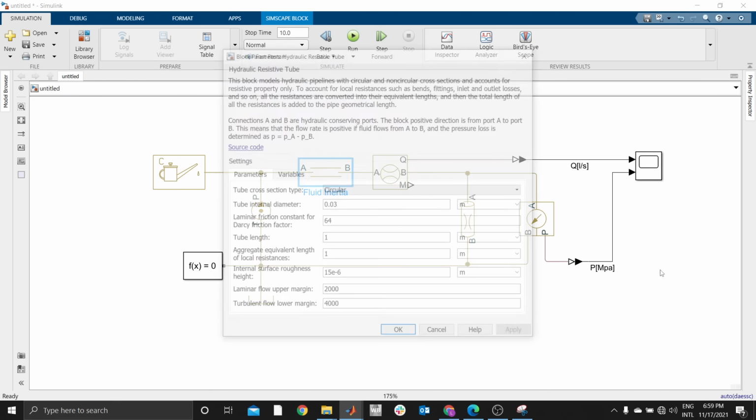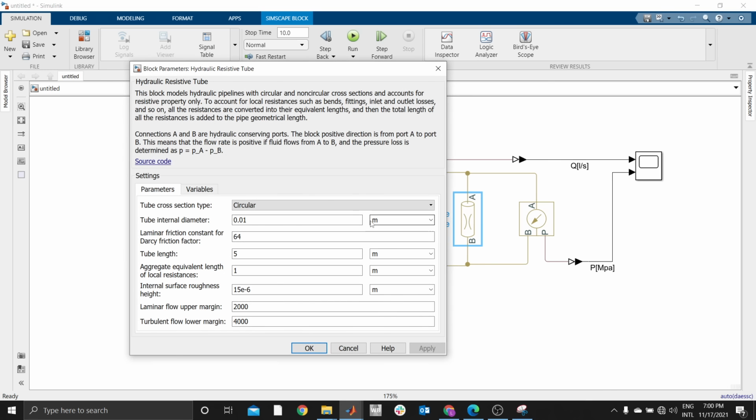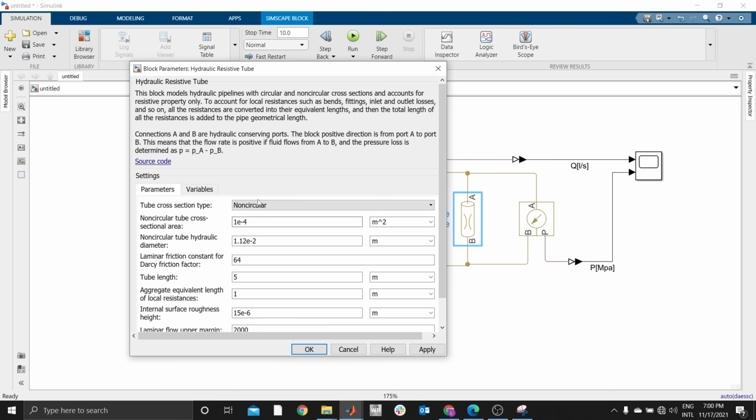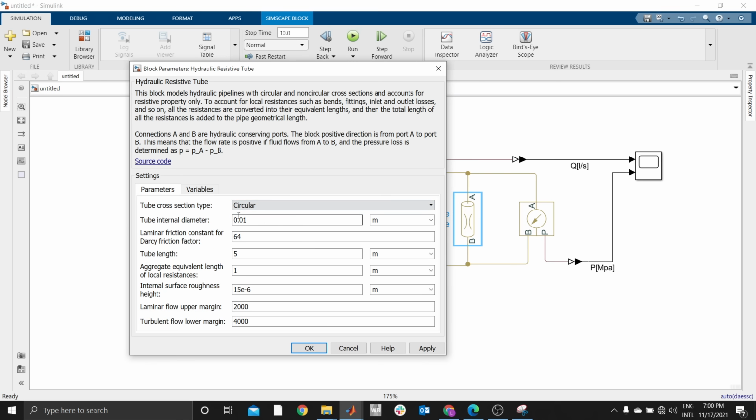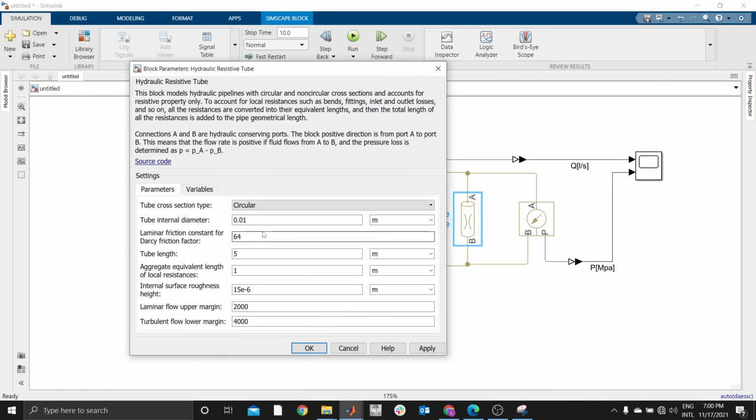Then we need to define resistive tube. Okay, our resistive tube, we can now have a circular or non-circular here, but mine is circular. Let me go back here. We have these parameters: tube internal diameter 3, tube area 7, tube length 1. Okay, tube internal diameter, so it is 3.03 meters. Laminar friction constant for the key friction factor.